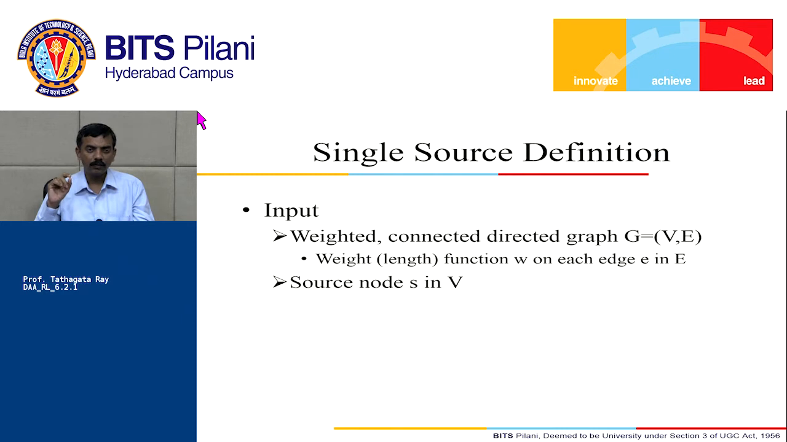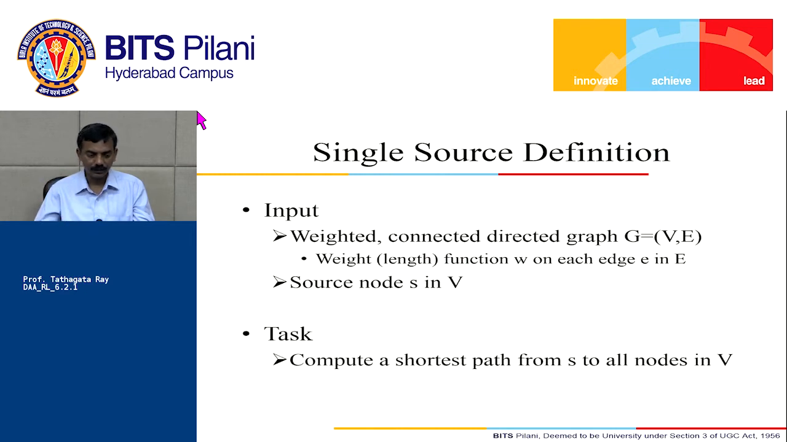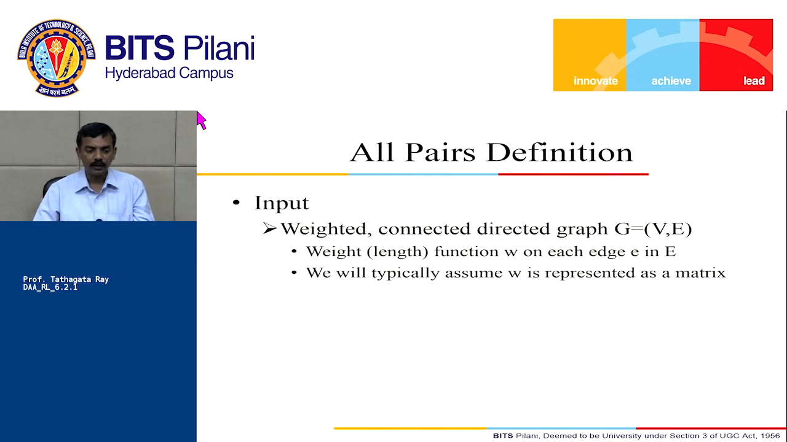Now, we also have a source node S in this set of vertices V. What we want to compute is, given this source node, the shortest path from this source node to all the nodes in V. That's the problem. It's called the single source shortest path problem.